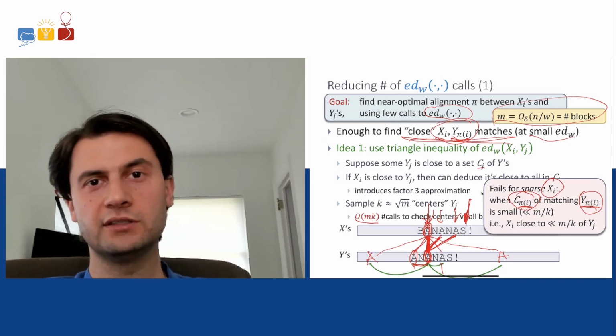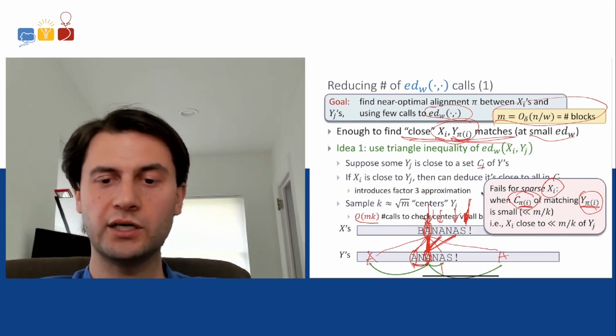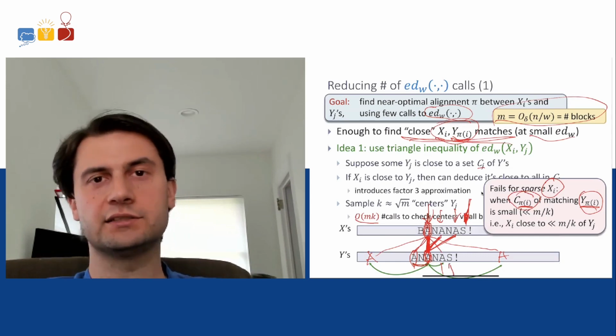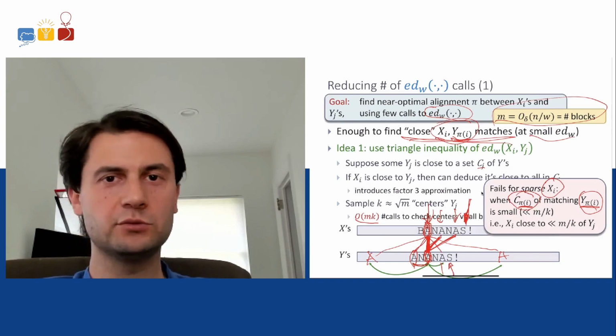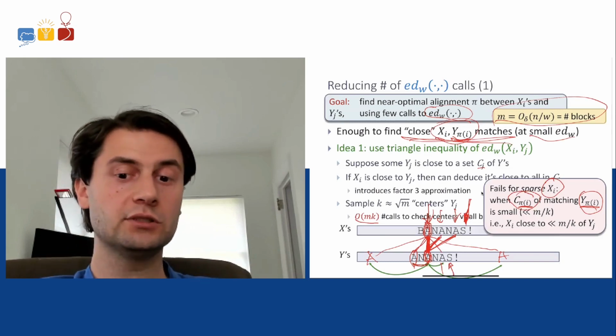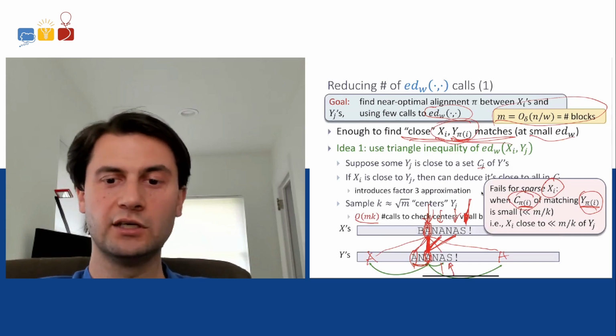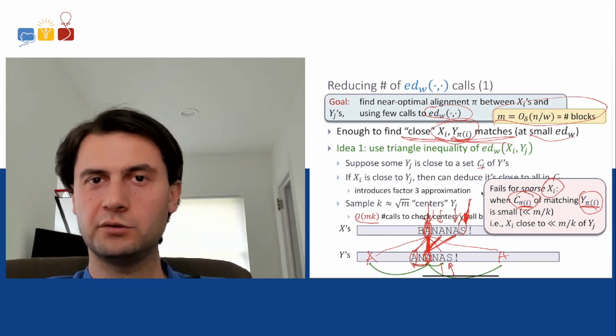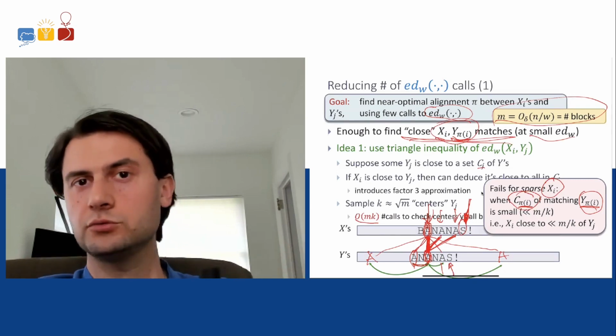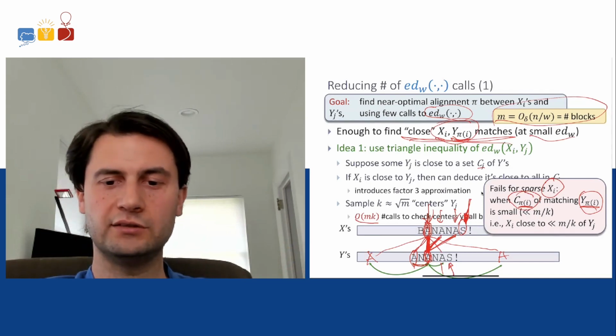If we sample the centers in y, we're very unlikely to sample this s. It's just 1 out of m, and we sample only root m such centers. So it is very unlikely that we'll sample this s. This means that for this character, this triangle inequality kind of deduction will not work. It won't be able to find this s.